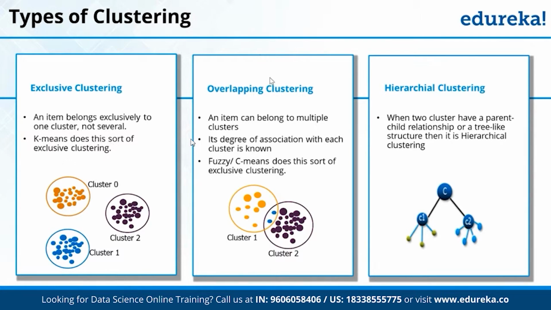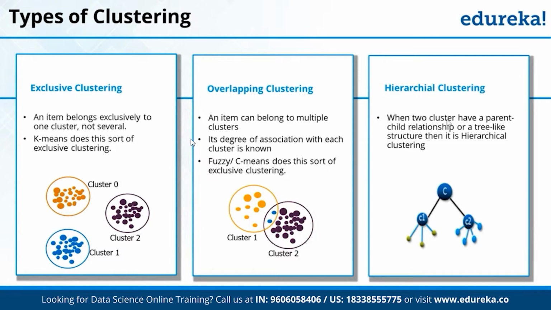Then we have overlapping clustering as well, which is C-means or fuzzy clustering. There are chances that there will be overlap of my customers or anything in two clusters. You see these blue dots. These are customers which are in both the clusters. So an item can belong to multiple clusters. Its degree of association with each cluster is known. Fuzzy C-means does this sort of overlapping clustering.